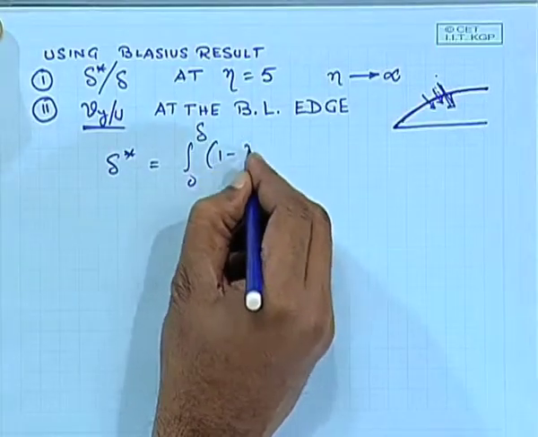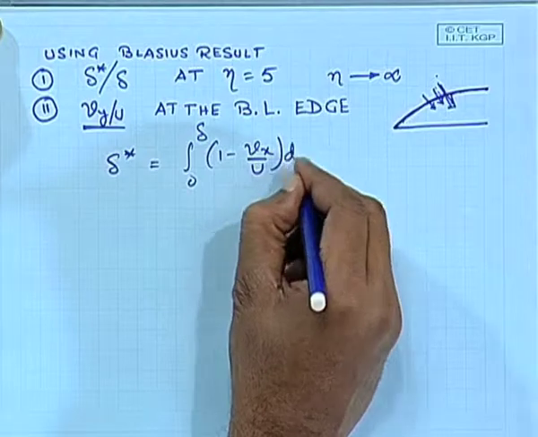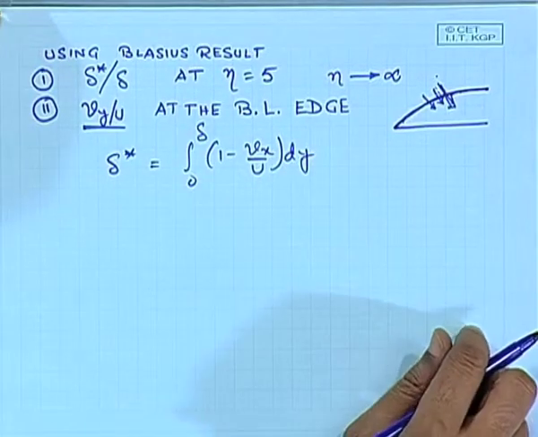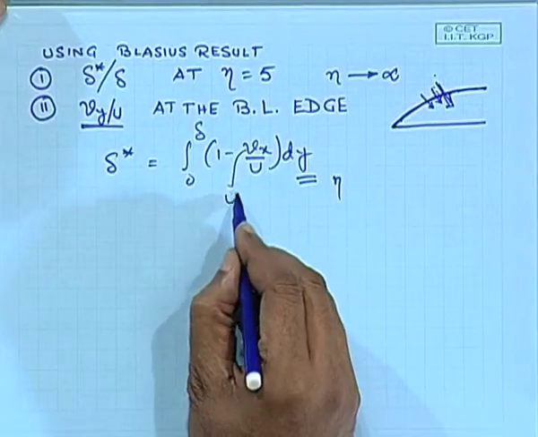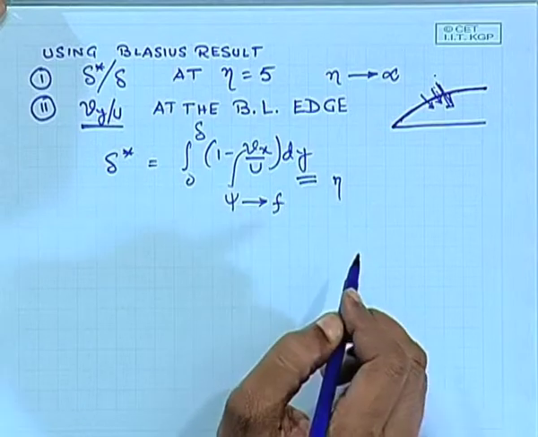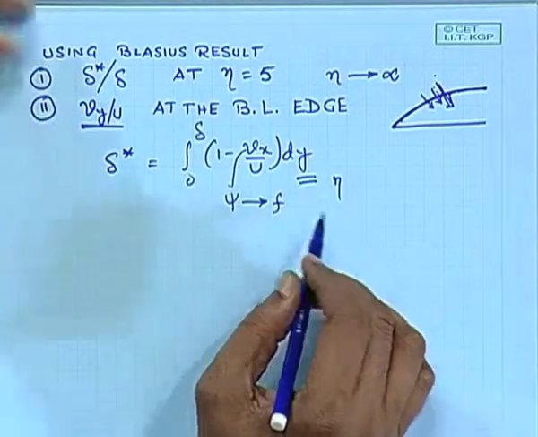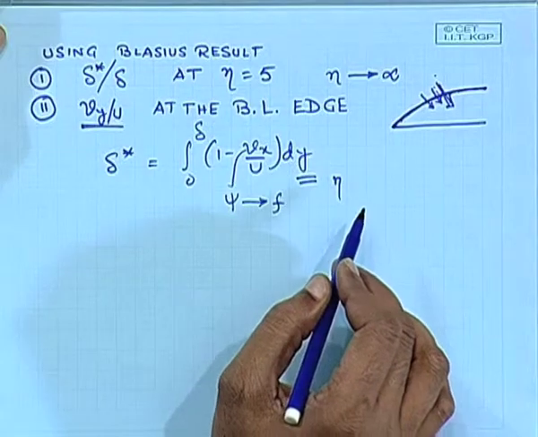So, I will give you just the basic steps of this problem and you do the rest. We all know that delta star is the integral from 0 to delta of 1 minus Vx by u dy. This is the definition of delta star. In order to use the numerical results of Howarth based on Blasius development, you have to convert all the y's to eta, all the v's to psi, and from psi to f. Once you do that, you would be able to use the numerical solutions.